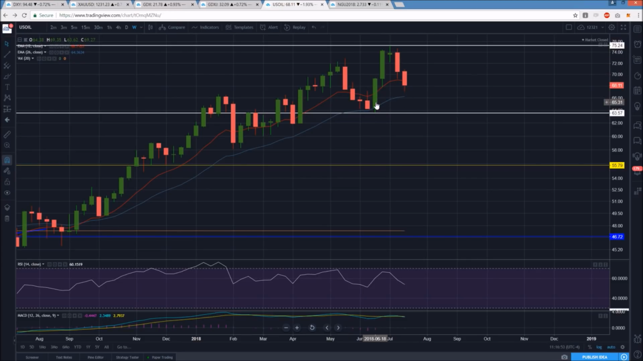And at this point, we're still well above support, 63.62. Here we are about, maybe 5% above that support level, a little bit more than that. So still, the bulls have some comfortability.